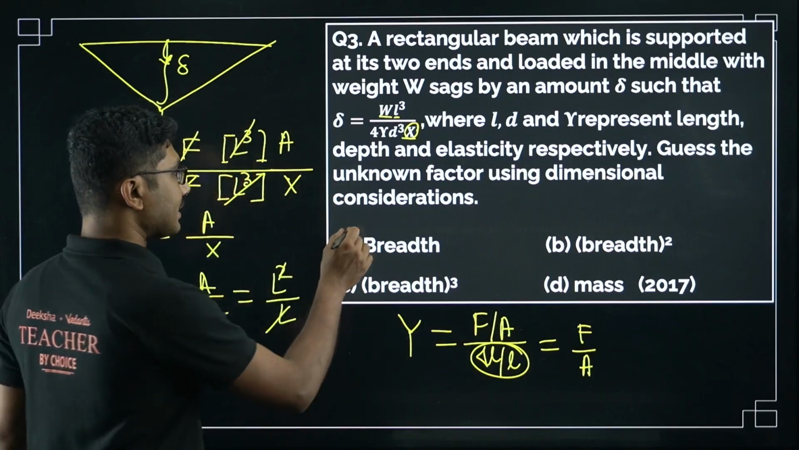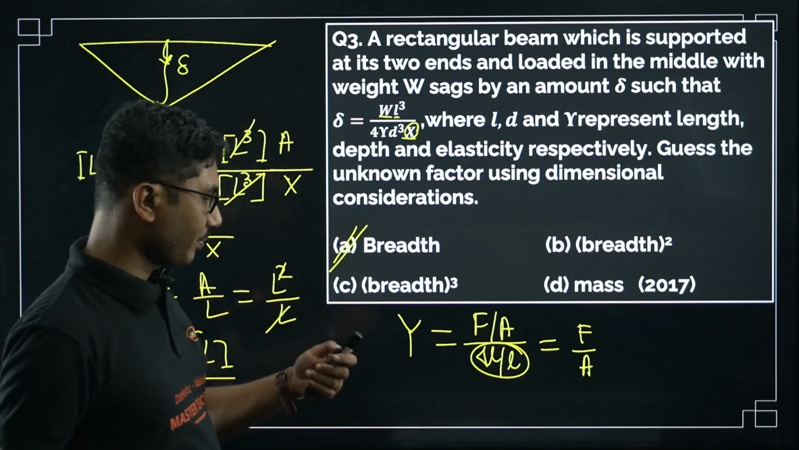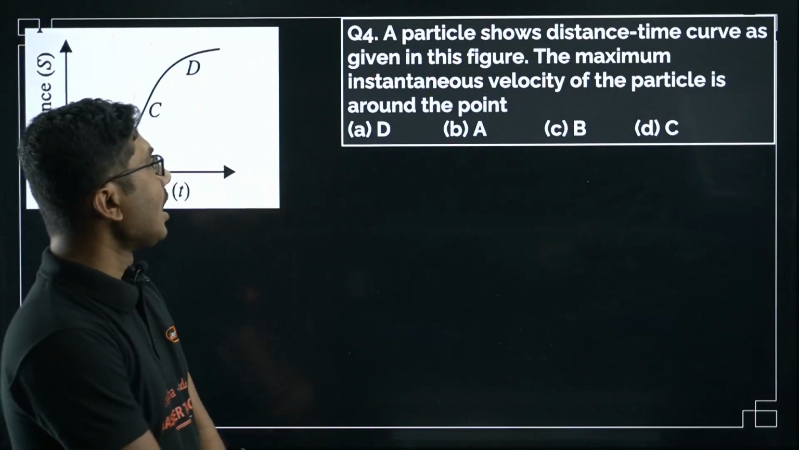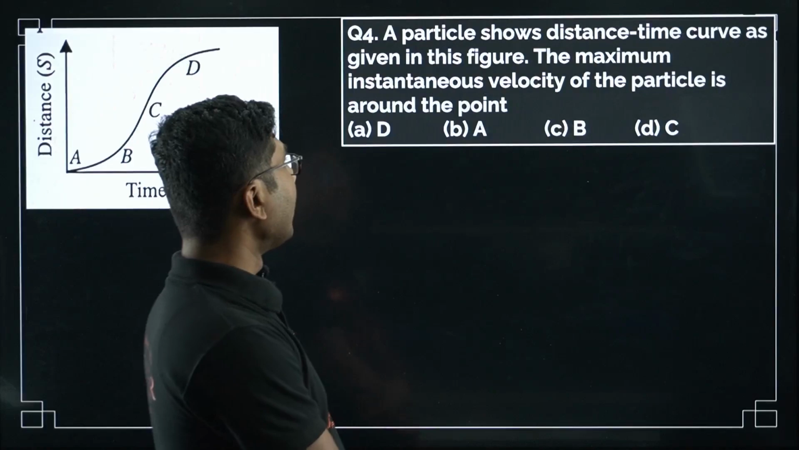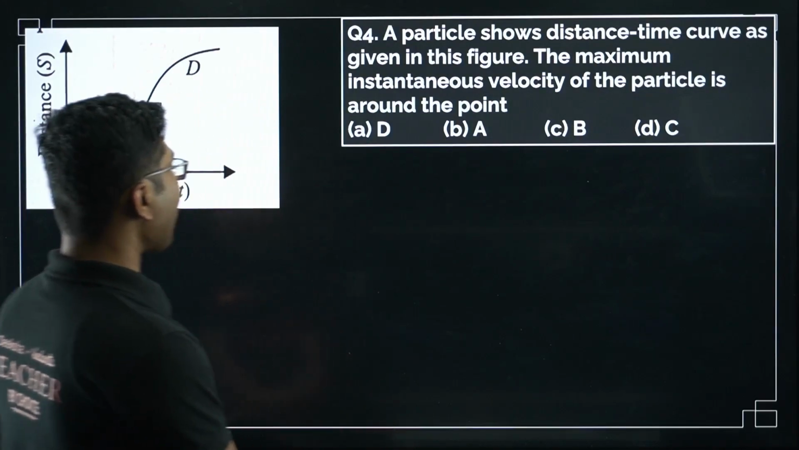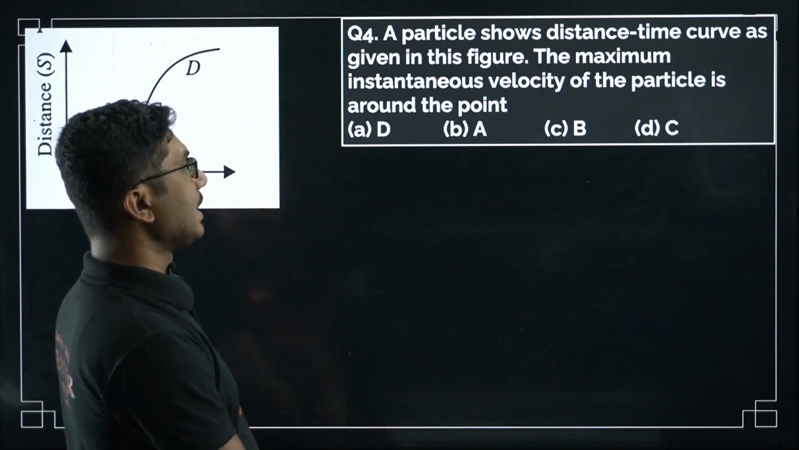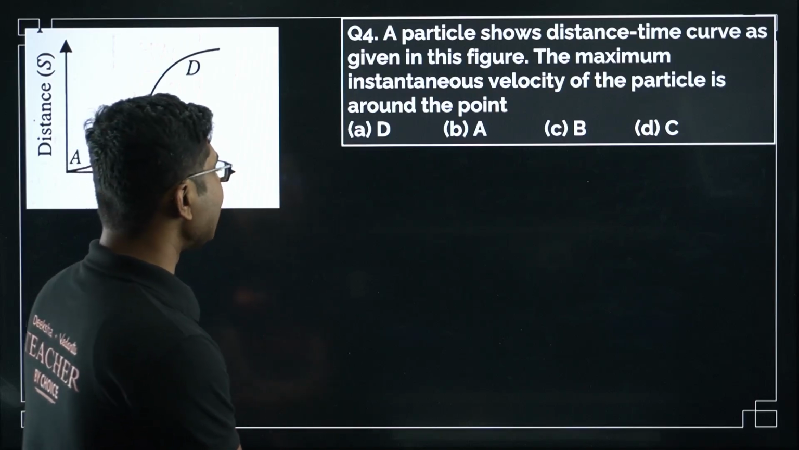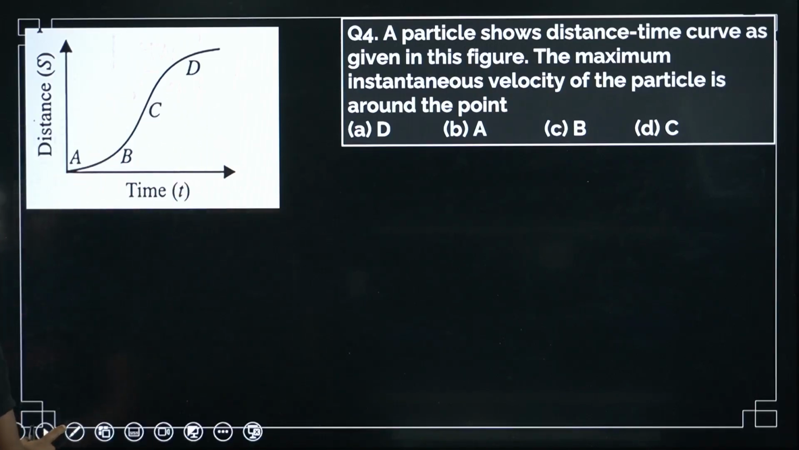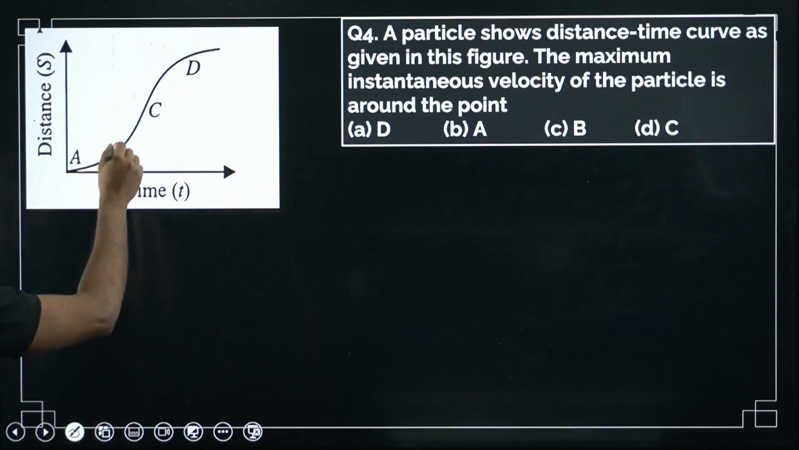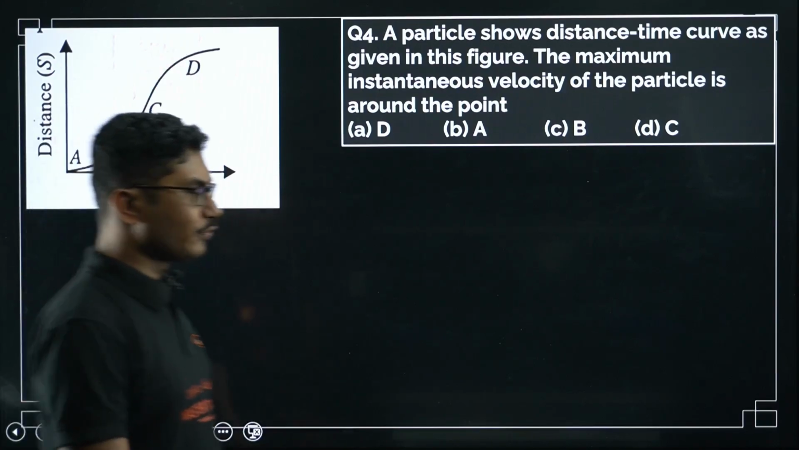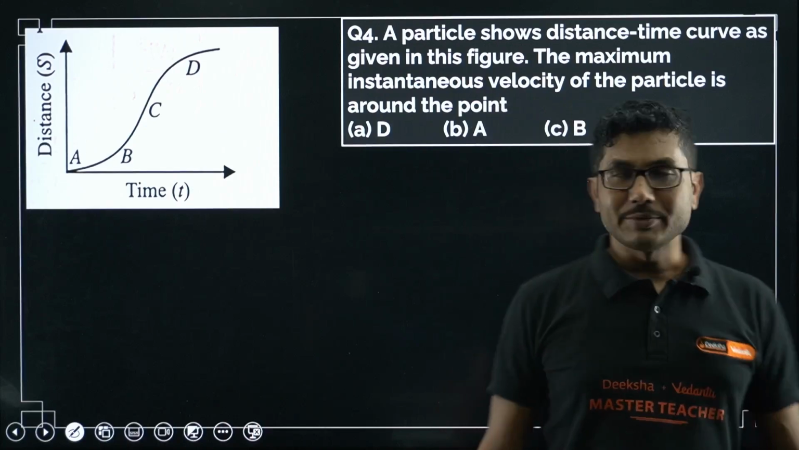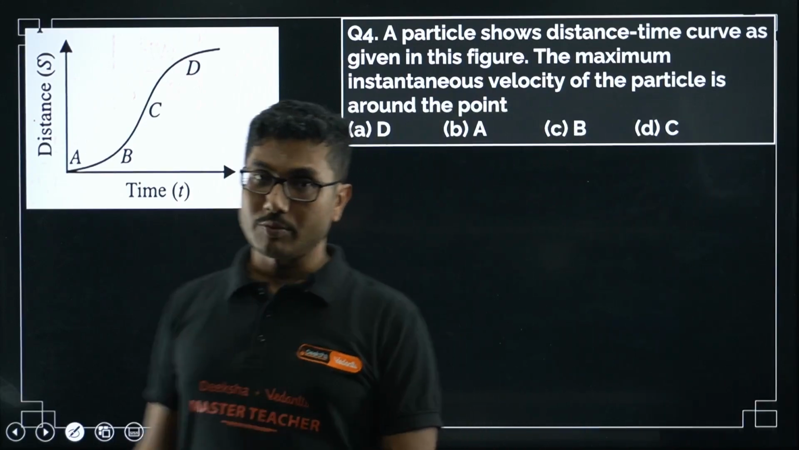Okay, so definitely the answer is breadth. Next question: a particle shows a distance-time graph as given in this figure. The maximum instantaneous velocity of the particle is around the point. So here we have a few points A, B, C, D, and they asked you to find the maximum instantaneous speed at one of these points.